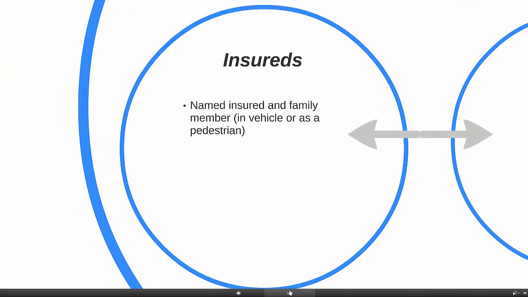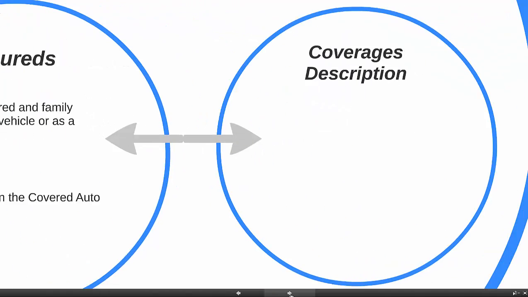First is the named insured and a family member. And an interesting thing here is that neither of these have to be in a vehicle in order to be able to collect under the medical payments coverage. So if you have medical payments and let's say your daughter is hit by a car as a pedestrian, your medical payments insurance would cover her medical bills. Additionally, other persons in the covered auto are covered under your medical payments coverage.